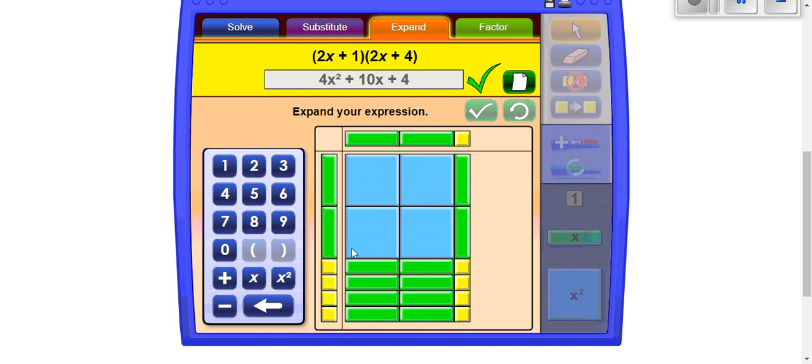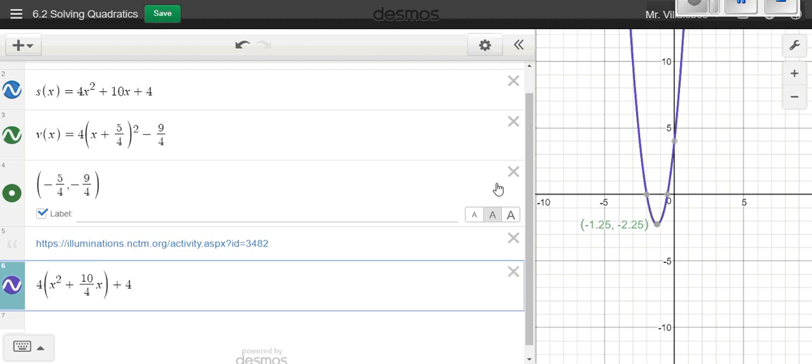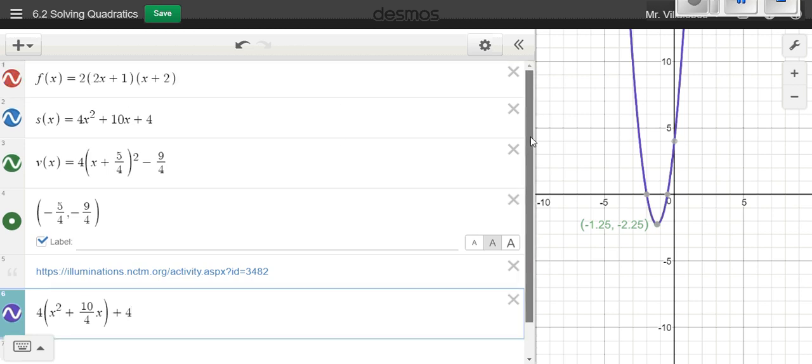So this is the area, and that's the base times the height, which are the factors, which multiplied together give a trinomial. Standard form quadratic is the area. Now, let's look at this on Desmos. And we see that we have this factored out as 2 times 2x plus 1, x plus 2. Turns out to be in standard form, 4x squared plus 10x plus 4, as I said before.